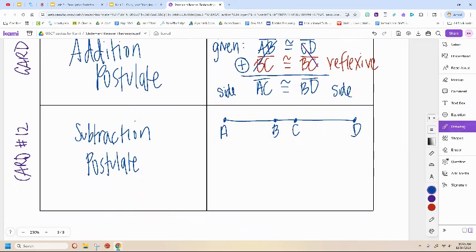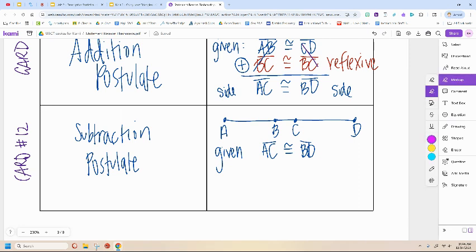Okay, so now this one's a little bit different because we're going to do subtraction. So we are going to be given that AC is congruent to BD. In the video, I used highlighters to help people understand and see this. It's also the way when we have overlapping triangles, we can see what's going on. I have AC congruent to BD.